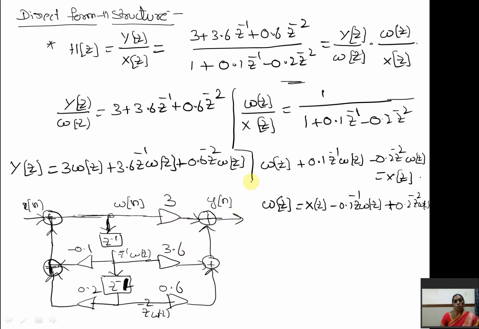Okay. So here conceptually using this W of Z, Y of Z we may draw. Otherwise, so here by observing this equation, just remember how to draw this one. You can finish it quickly. Okay, right. So this is nothing but direct form 2 structure.